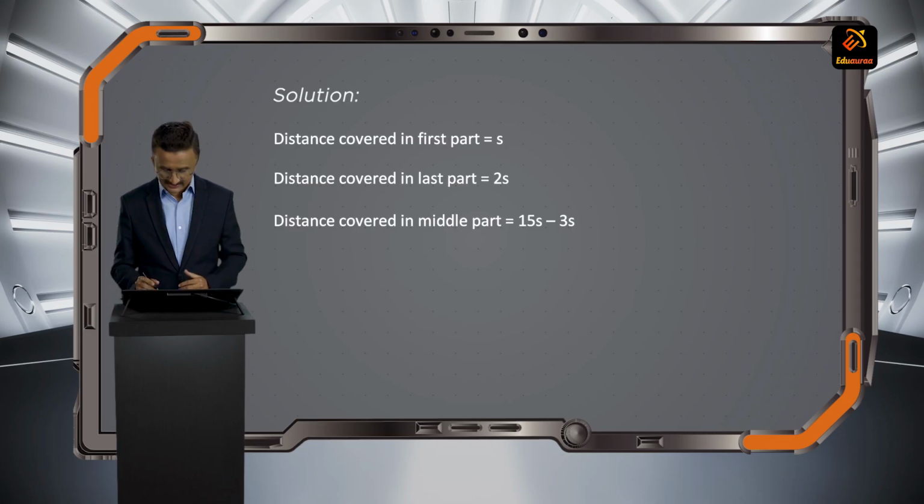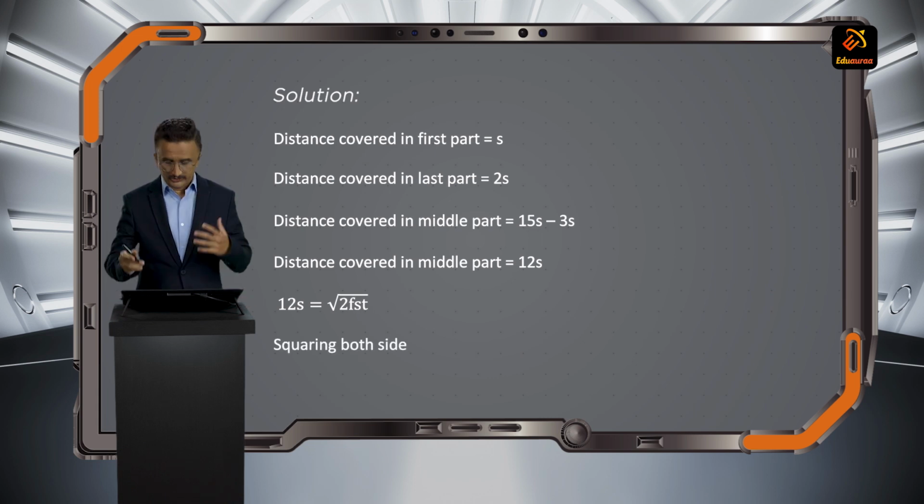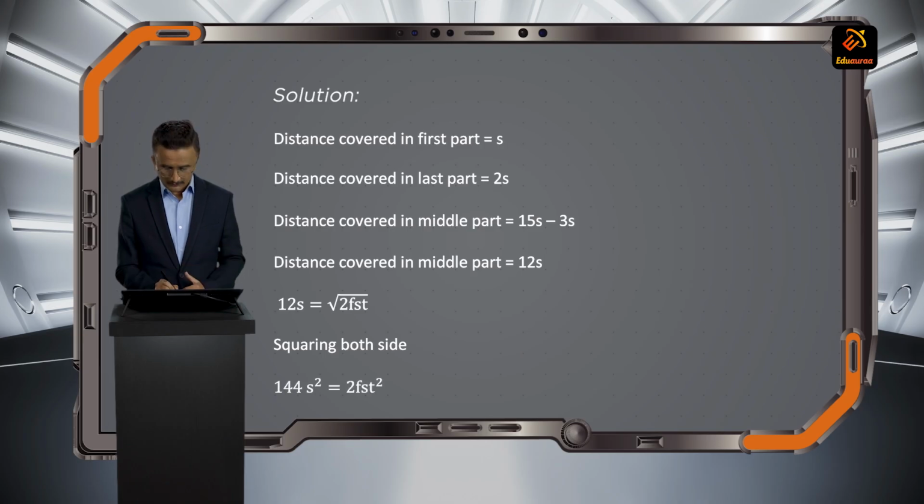So the distance covered in the middle part is 15s minus 3s, so it is 12s. But this 12s must be equal to root 2fs into t. So squaring both the sides, 12s square, so it is 144s square is equal to 2fs into t square. So s and s square, the power gets cancelled.